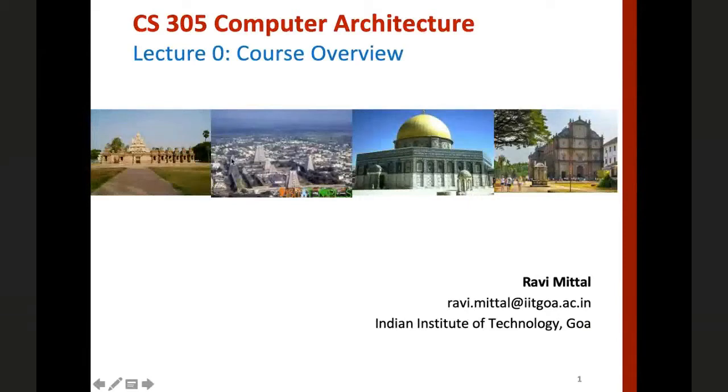For example, if you go to South Indian temples, like the one shown here in Madurai, you will see that there is a whole architecture around how to design temples. If you go to North India, then temple designs are different. In Goa, it's a very different design. When you go to some beautiful places, you will find that the architecture is very unique. Similarly, churches have a different kind of architecture altogether.